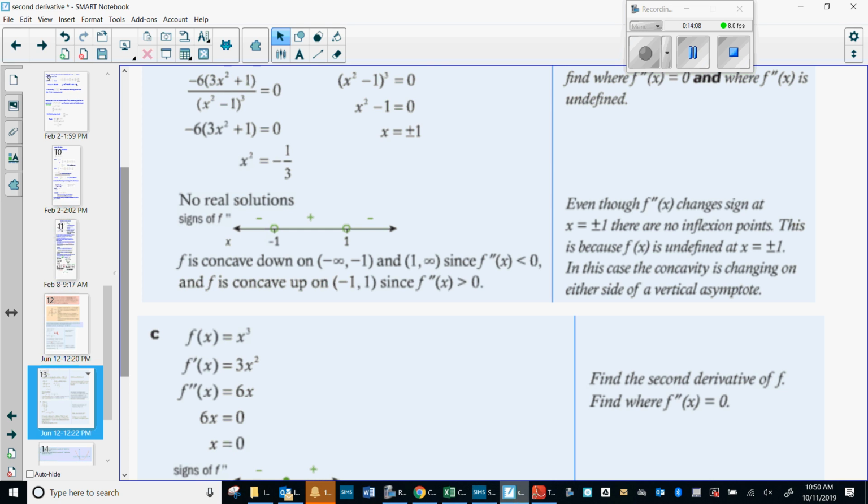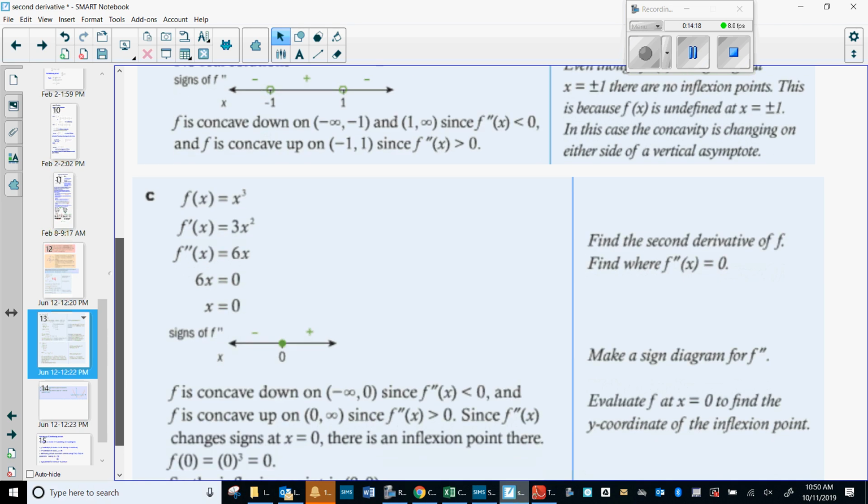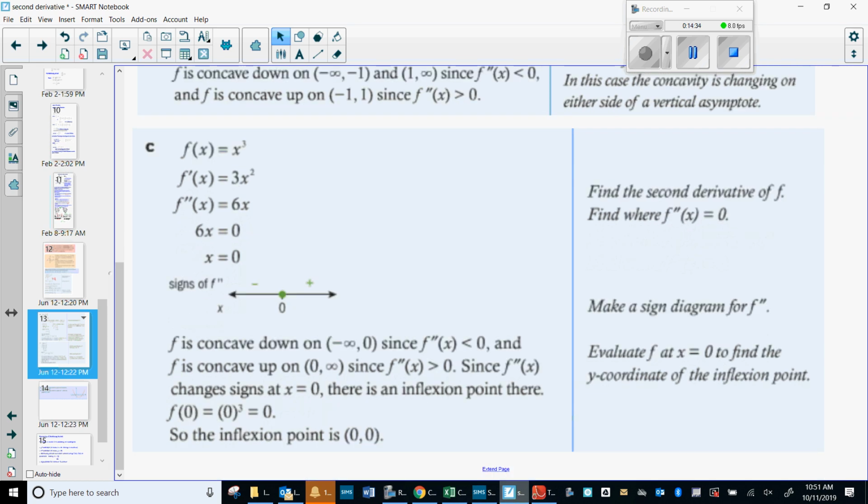So what are we now asked to do? The last example was just x cubed. So first derivative, second derivative, put that equal to 0. Solve it. Look to the left and right. Concave down on the left, concave up on the right. Because there's a change, it's a point of inflection.